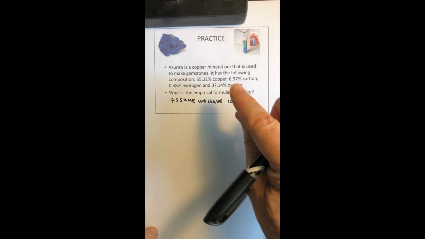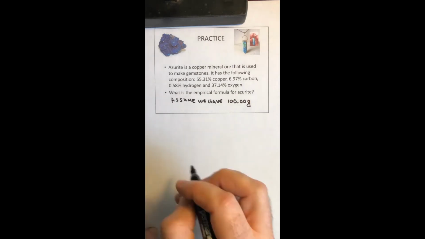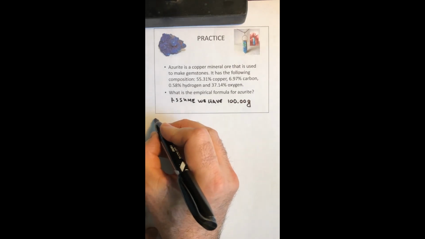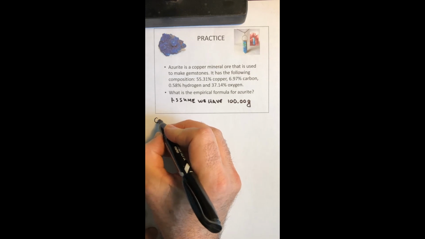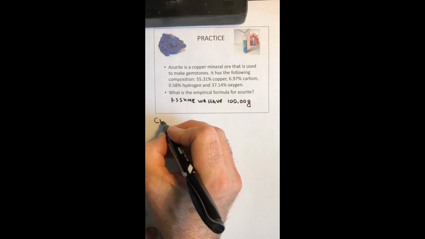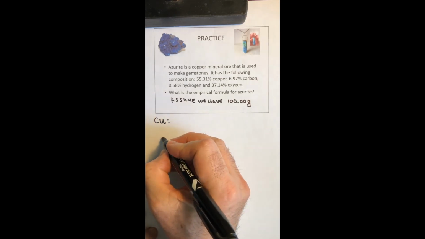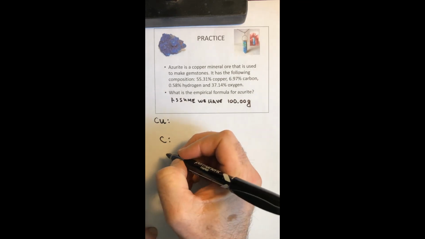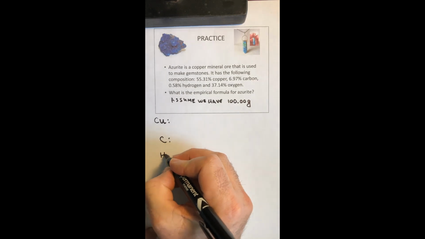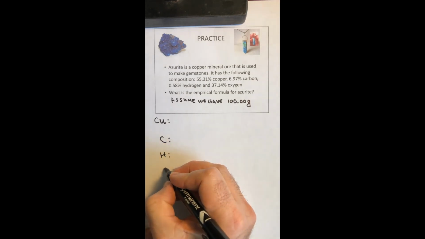In other words, out of 100 grams, the percent, which is parts per 100, now becomes grams of that particular element. So I'm going to go ahead and write down the elements over here. Starting here on the left, I'm going to start with copper. And then I'm going to put carbon, and then hydrogen, and then oxygen.